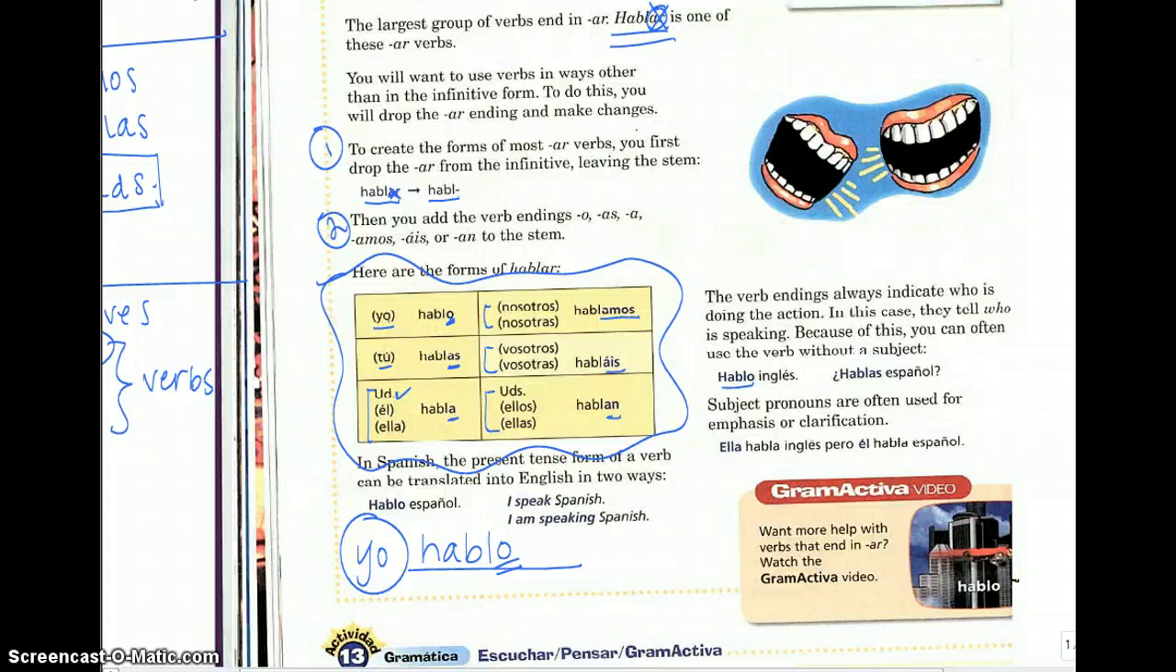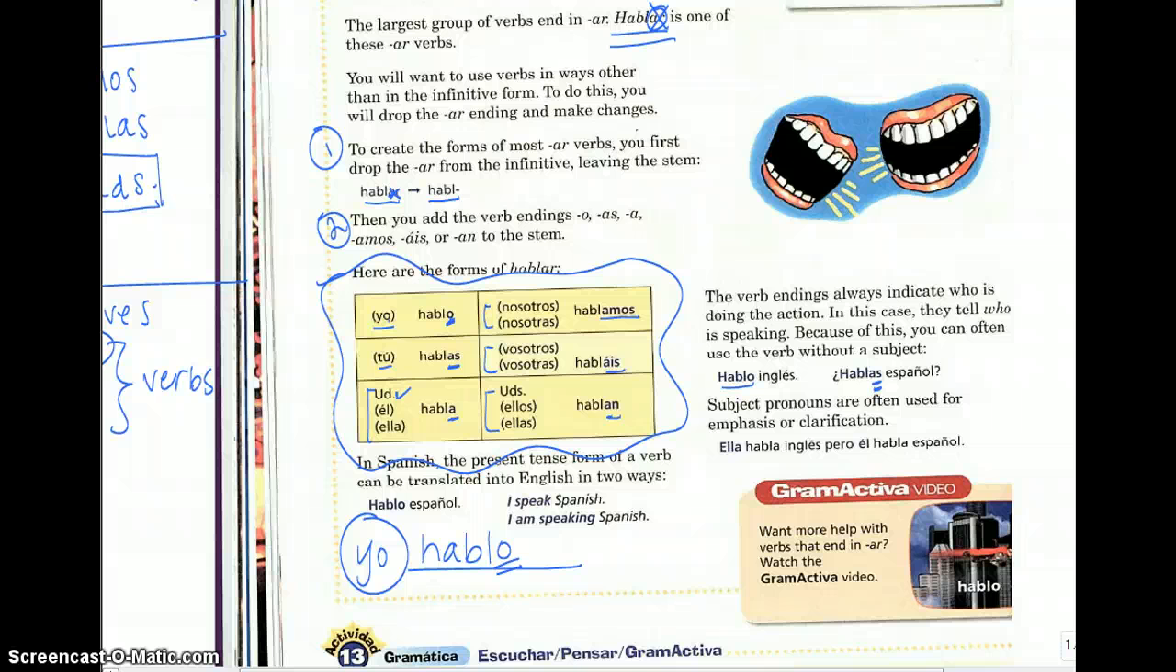So if I say hablo inglés, you know that I'm saying I speak English. If you write hablas español, you're saying do you speak Spanish? As. You know that tú, informal, is the person that you're talking to because as is the ending.